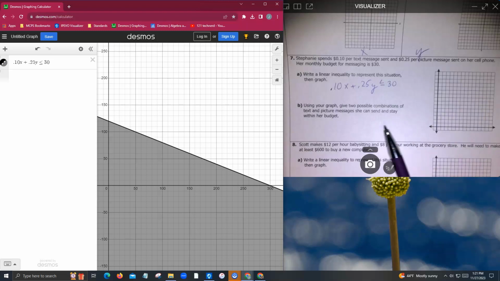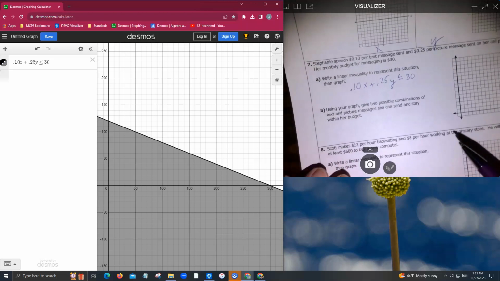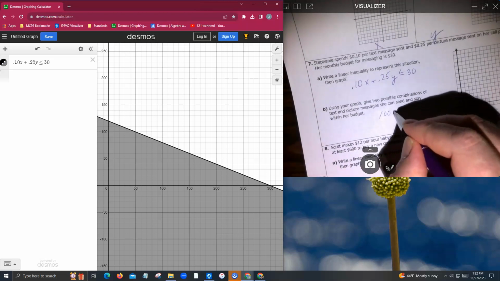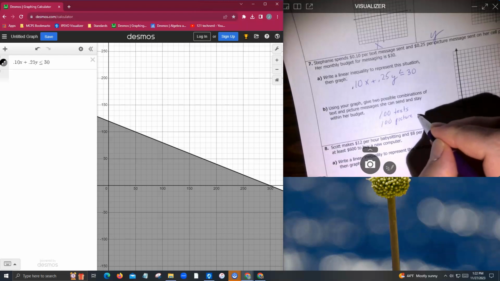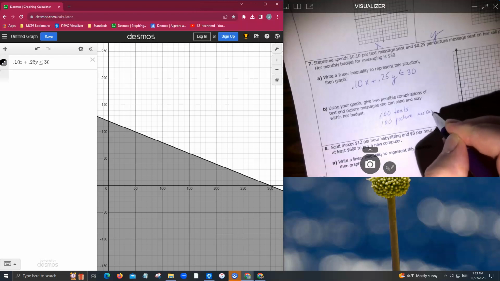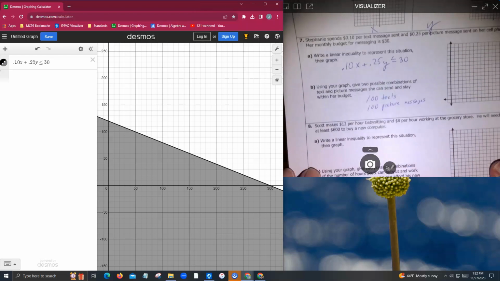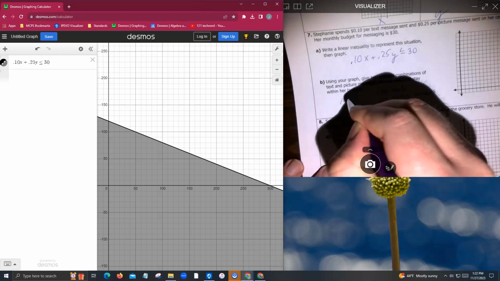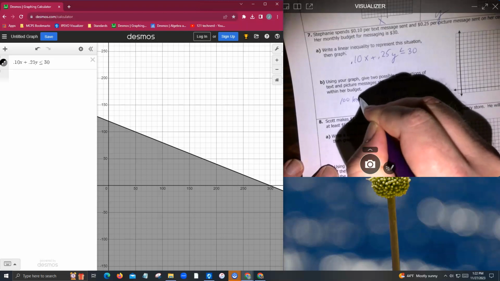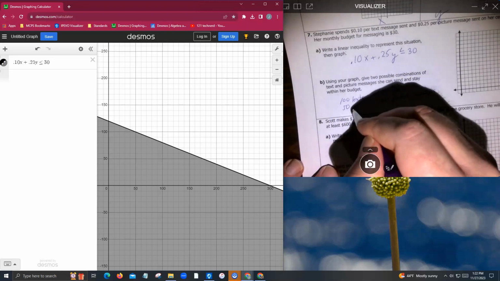All right, so again, you have gazillions of different answers for this, and I'm just going to decide on one. I'm going to say 100 texts and 100 picture messages. Okay, so that's just one answer, and then I could say, make another one. I could say 100 texts and 50 picture messages.